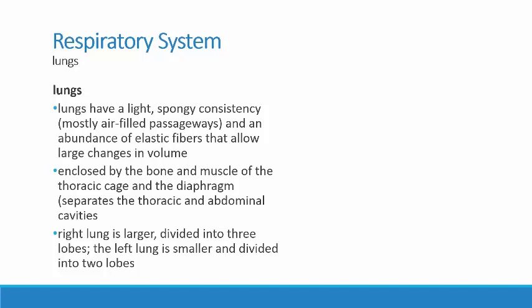The lungs are enclosed in the thoracic cage, which is built of the bones, the ribs, the sternum, and the spine, and the muscles that hold and surround and move those bones, as well as the diaphragm, which separates the thoracic and the abdominal cavities. Each lung is found in its own pleural cavity.